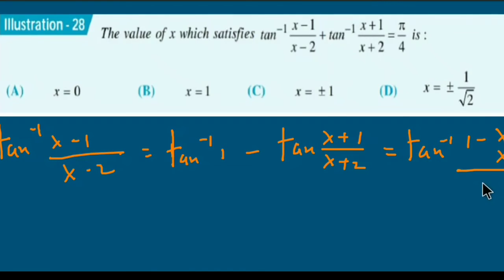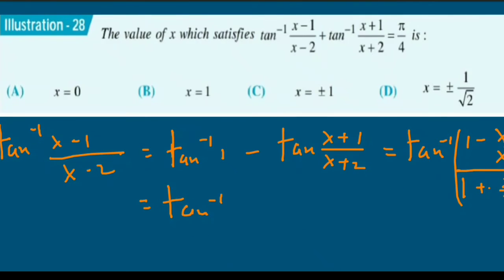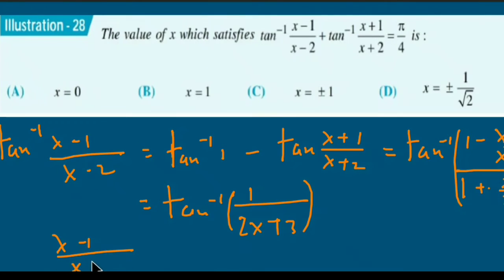And then after 1 plus that, x plus 1 upon that is x plus 2 once again. So if you make it in bracket here, then applying this result, finally it will be tan inverse, denominator x plus 2, and that is x times 2 minus 1, and hence that is 1 upon 2x plus 3. So finally what we get here is tan inverse 1 upon 2x plus 3, and on comparing, x minus 1 upon x minus 2 is equal to 1 upon 2x plus 3.